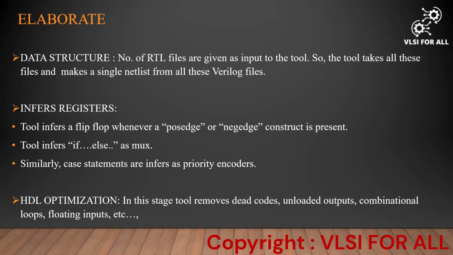The next step in the elaboration stage is HDL optimization. In this optimization, any dead code, unloaded outputs, or combinational loops, as we discussed earlier in the sanity checks, are handled. If it still reports anything here, the tool will check for that in the HDL optimization stage and remove all these things.